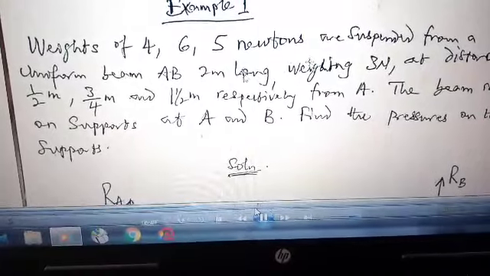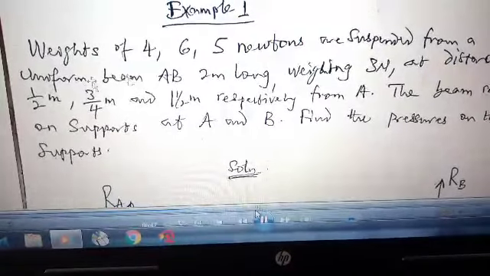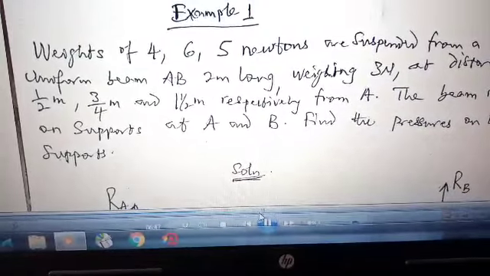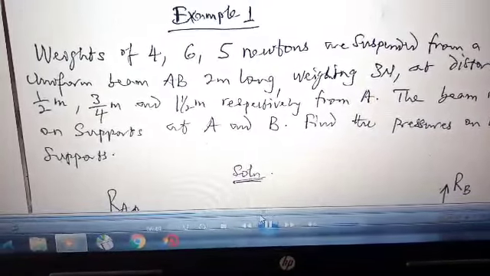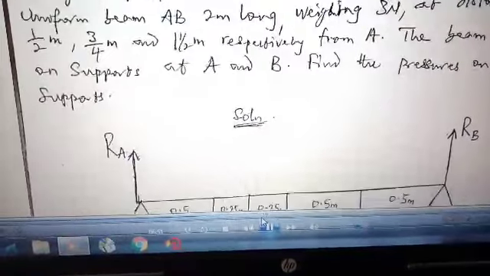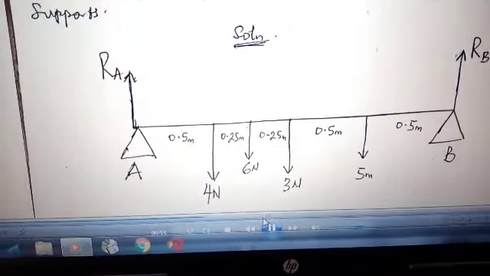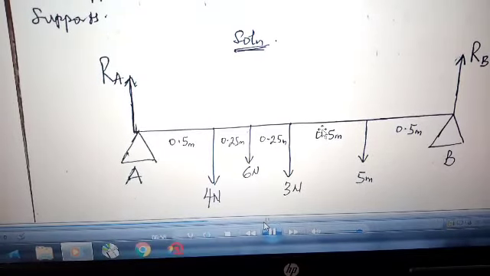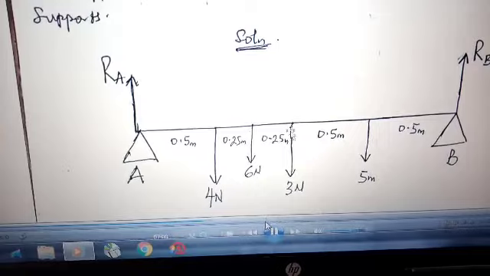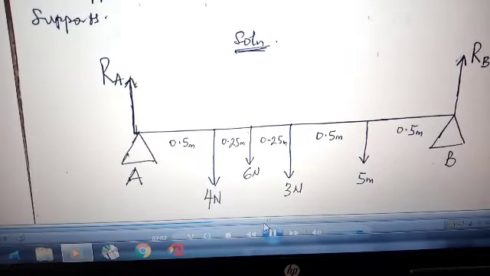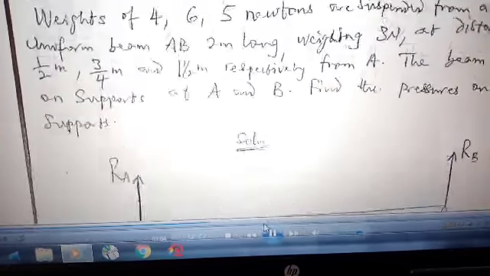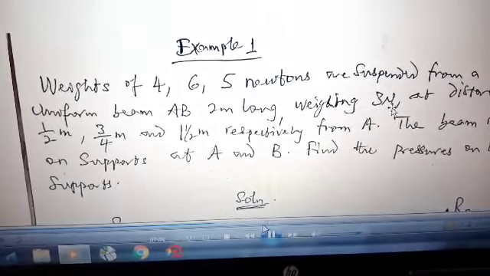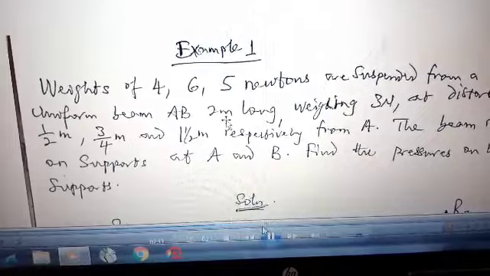This question says uniform beam. When do we say a beam is uniform? A beam is uniform when the center of gravity of that beam is at the center, that is, at the midpoint. For example, in this question, we are told that AB is a uniform beam, and the weight of AB is 3 newtons, and AB of course is 2 meters long.